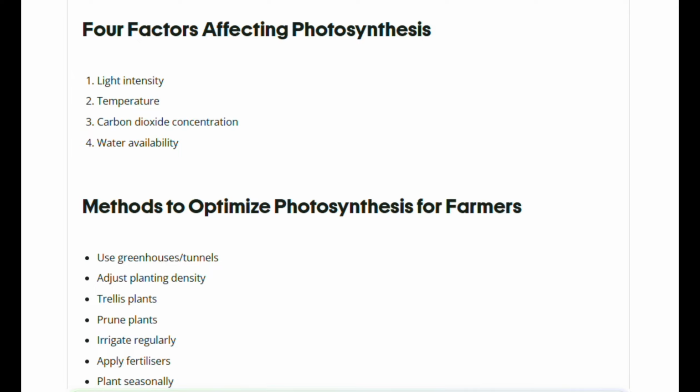4. The leaf pigment responsible for the orange color in plants is or are. So the leaf pigment responsible for the orange color is carotenoid. Responsible for the what? Orange color. Carotenoid.